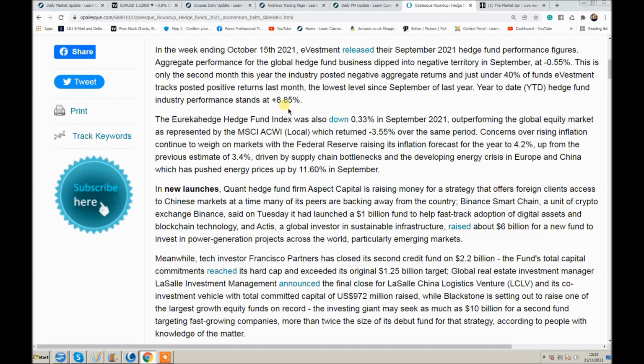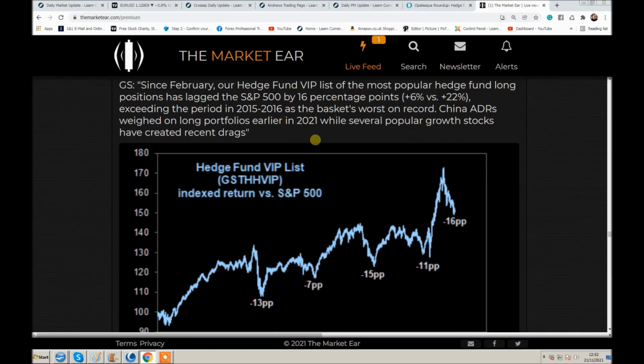Okay, now these are just hedge funds that are trading a variety of different financial assets. It could be Forex, it could be bonds, it could be commodities, it could be stocks. I just want to show you another hedge fund metric, which is this one here. It's to do with hedge funds trading the S&P. Hedge funds up 6%, the index is up 22%. Yeah, you'd be better off just buying the index and holding it.